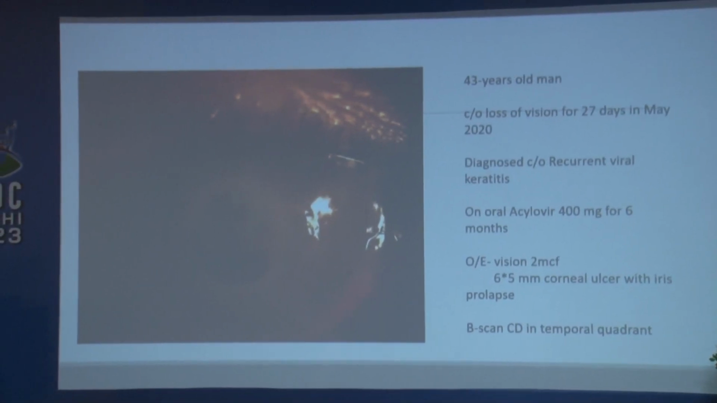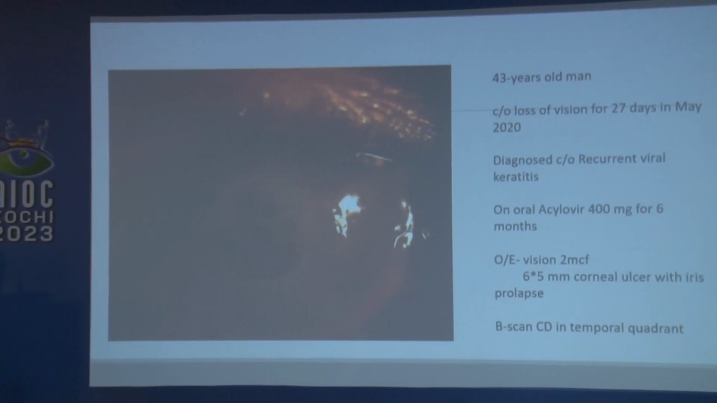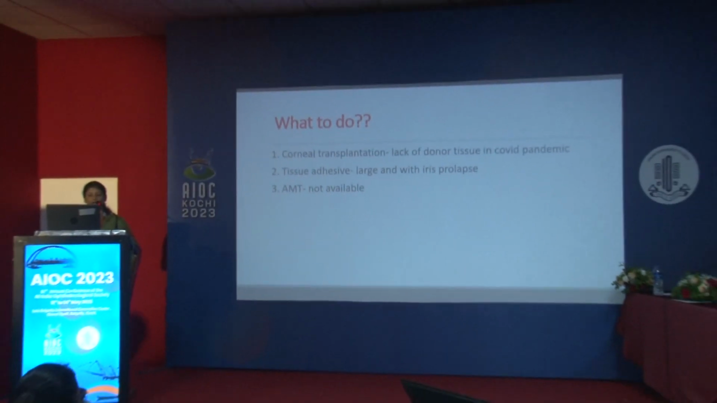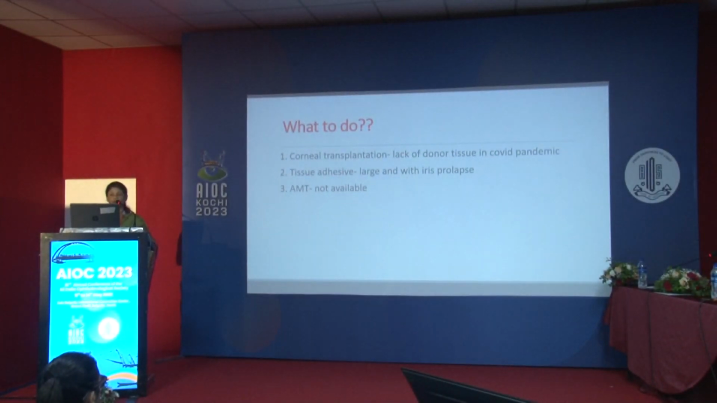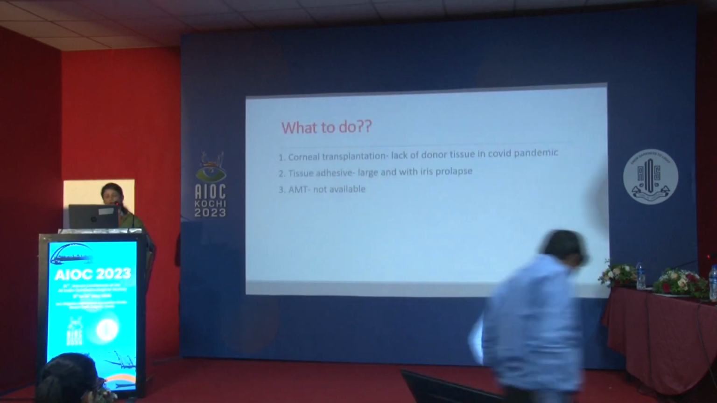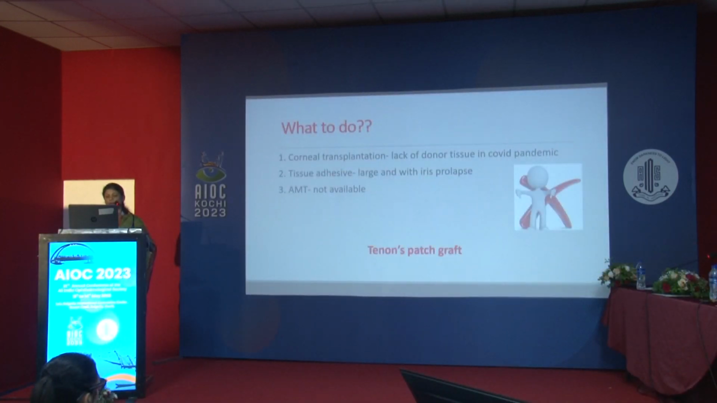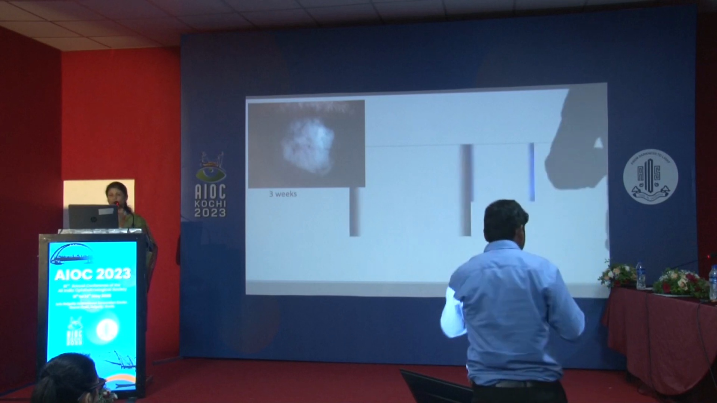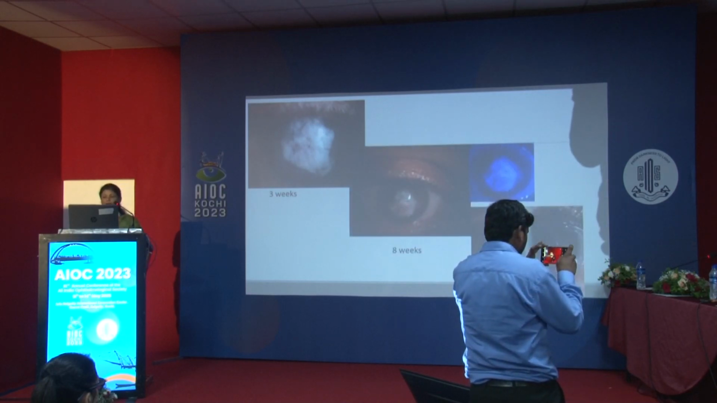So this was a case of a 43-year-old man who came to us in COVID, and he had recurrent episodes of stromal viral keratitis, and he had a big perforation at that time. So we didn't have cornea, and for tissue adhesive it was very large with iris prolapse, and amniotic membrane was not available to us. So we planned for Tenon's patch graft, and after patch graft in 3 weeks the graft vascularized and epithelialized. Then we removed the suture, and afterwards when cornea became available to us, we did optical PK as well.